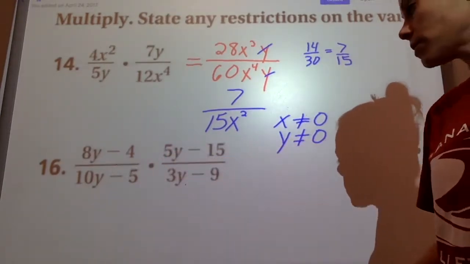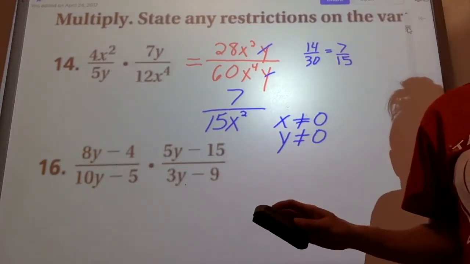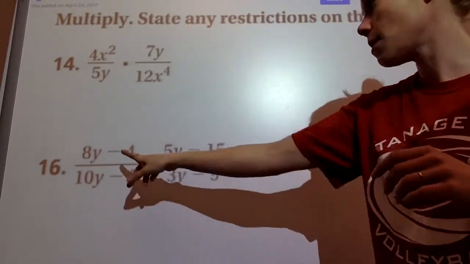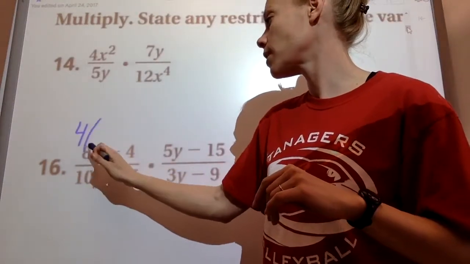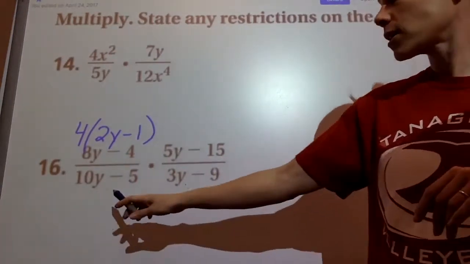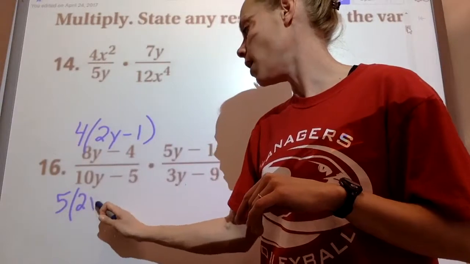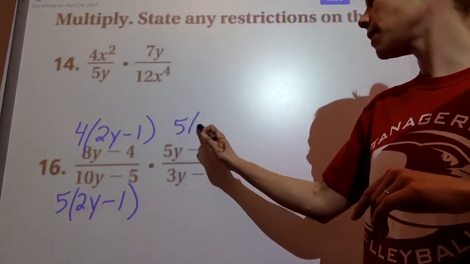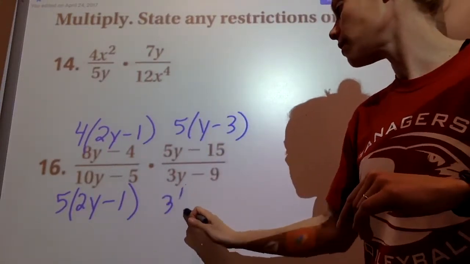On with polynomials, when you have polynomials, just like simplifying, your first step needs to be factoring. You have to factor first. Okay? So what am I going to factor on this top here? What can I factor out? A 4. Factor out a 4 and I get 2y minus 1. What can I factor out of here? A 5, and I'd get 2y minus 1. What about here? A 5, and I would get y minus 3. And what about here? A 3, and I'd get y minus 3.